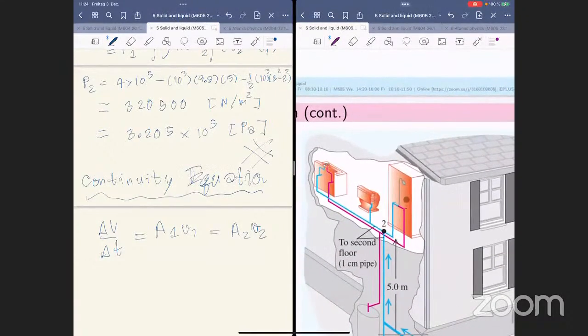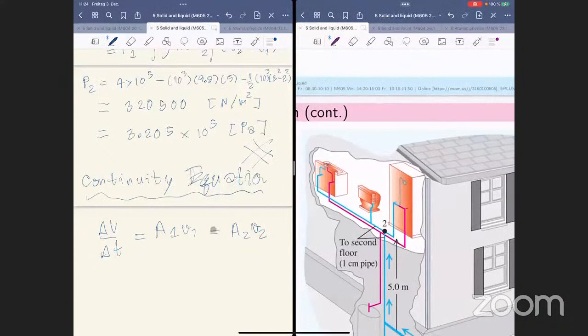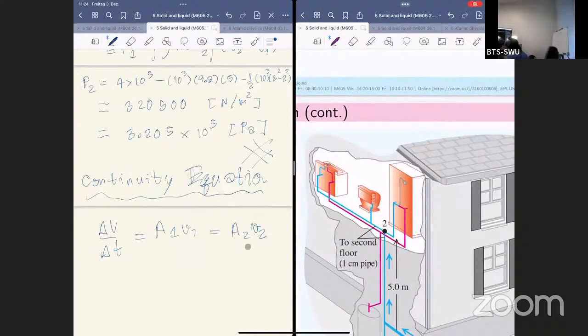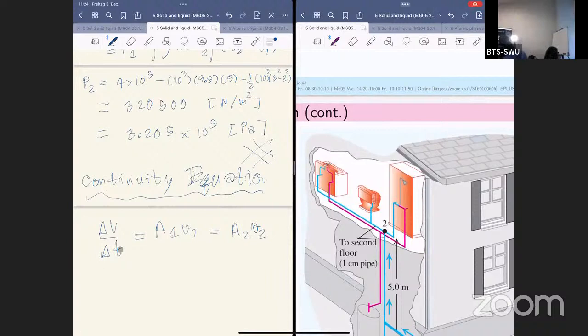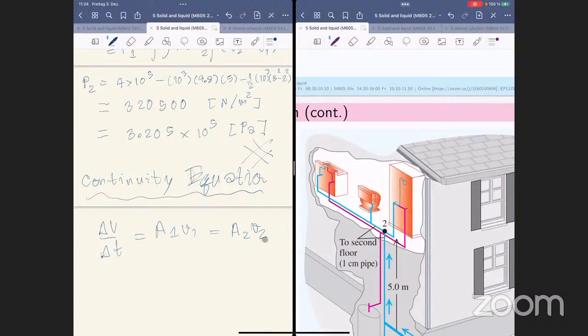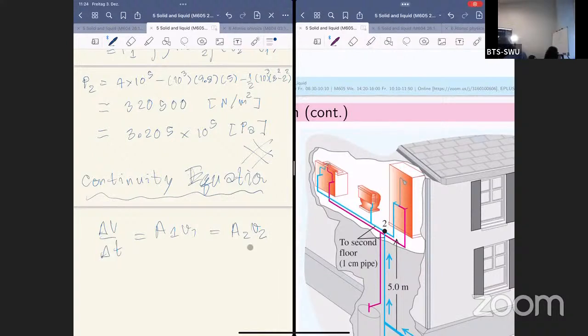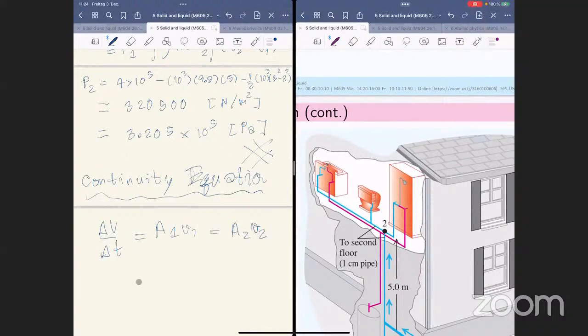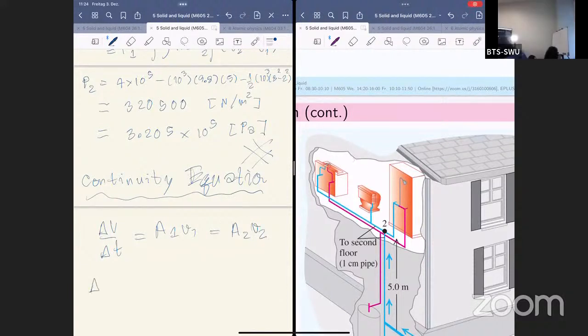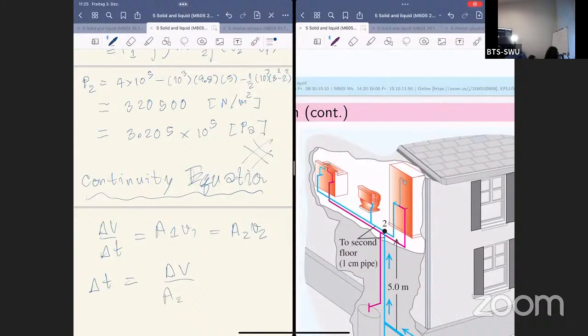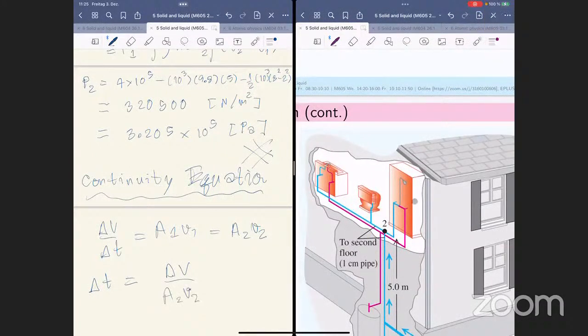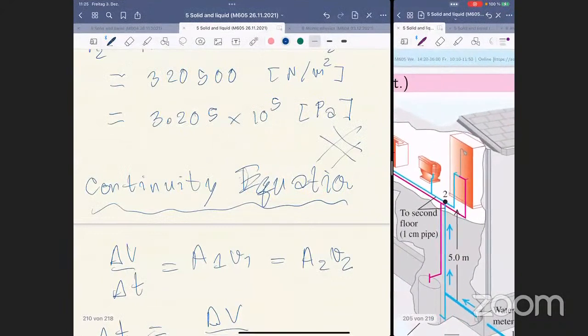But here we are dealing with location number 2. You may also use A1, it's up to you. So delta T is our destination. We want to get delta T. You just move delta T to the right hand side and move the product of A2 and V2 to the left hand side. Delta T is going to be delta V by A2 V2, because we are considering the water in the bathroom, location number 2 here.